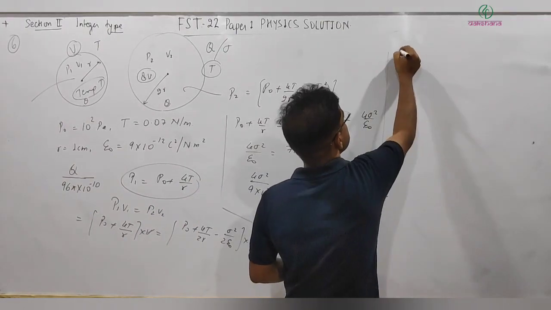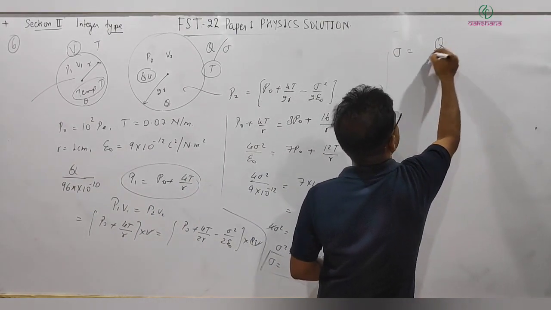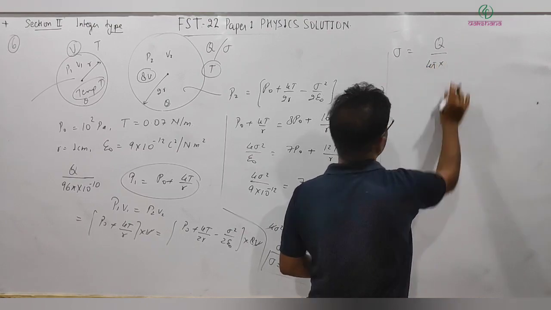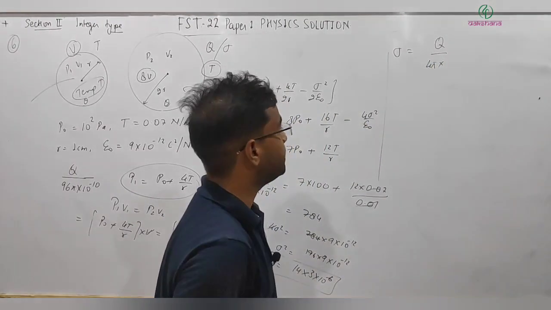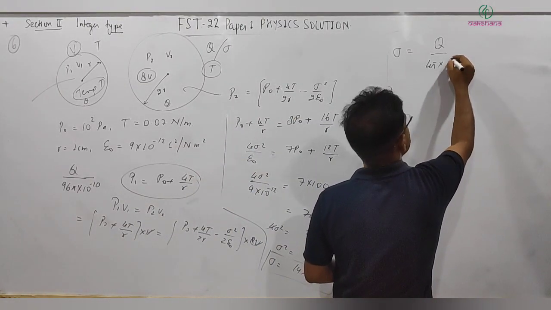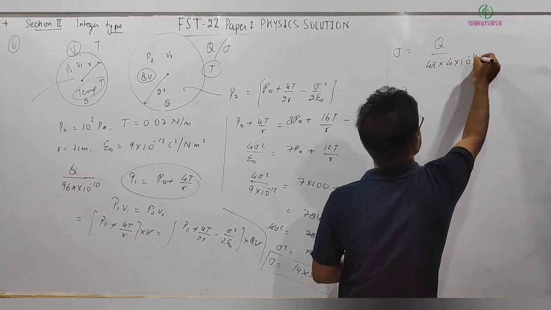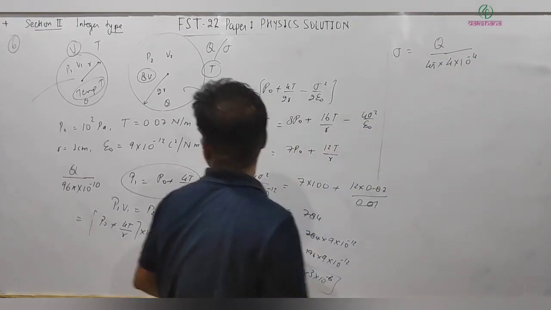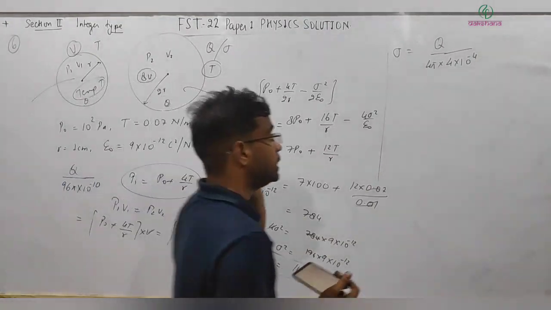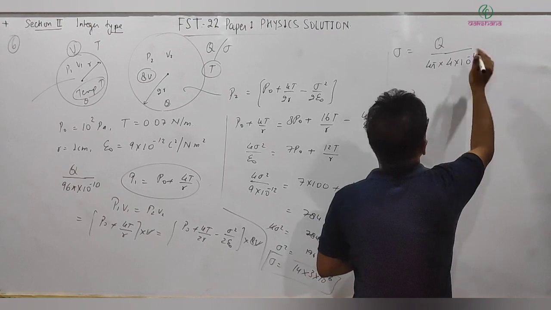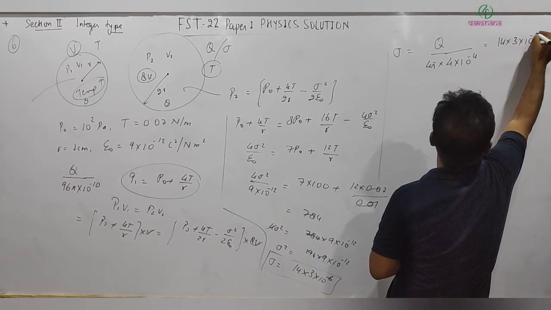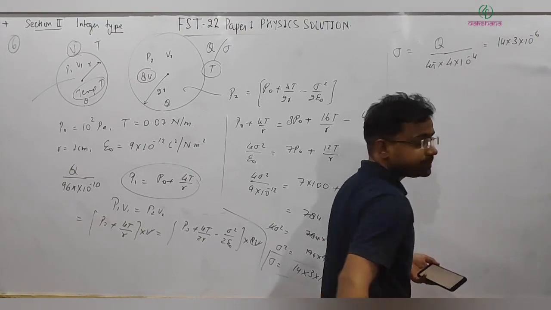Then sigma is equal to Q divided by the surface area. The surface area is 4 pi into the radius, which is 2R. 2R means 2 centimeter. So 4 pi R square, this is 4 into 10 to the power minus 4. So sigma equals Q over 4 pi into 4 into 10 to the power minus 4, and that is given as 14 multiplied by 3 multiplied by 10 to the power minus 6.